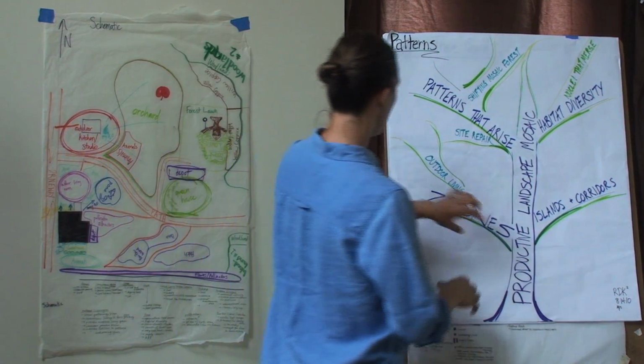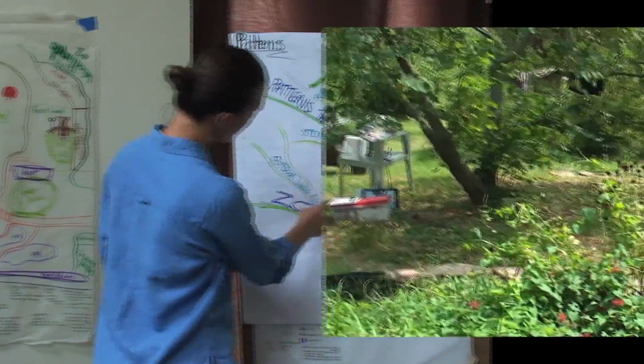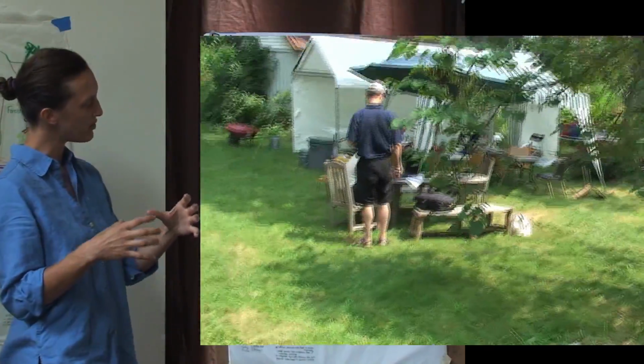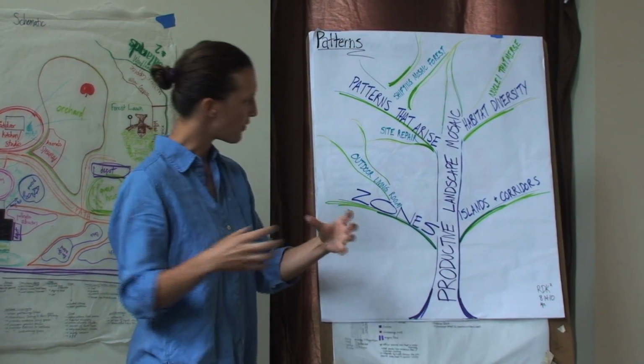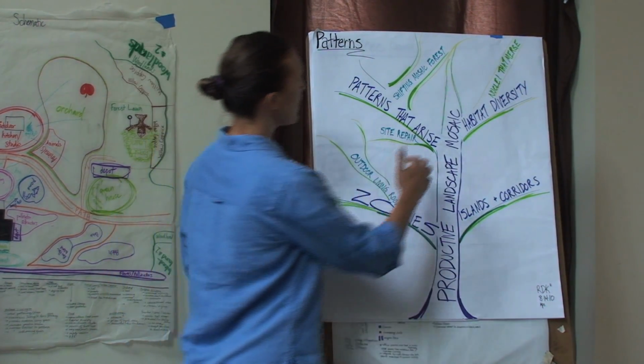Off of this comes zones, outdoor living room, semi-private public spaces, islands in the corridor, so you provide access to all those spaces, habitat diversity, all of the things that we think are important for the site and for our goals.